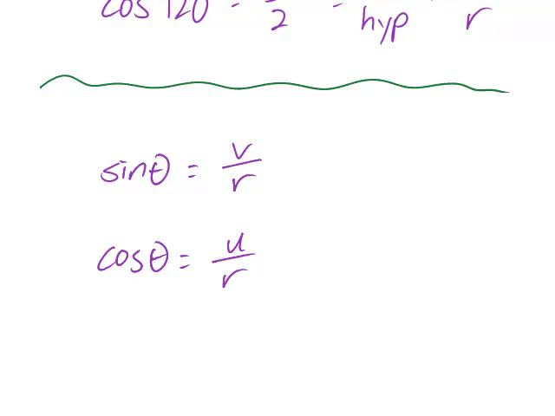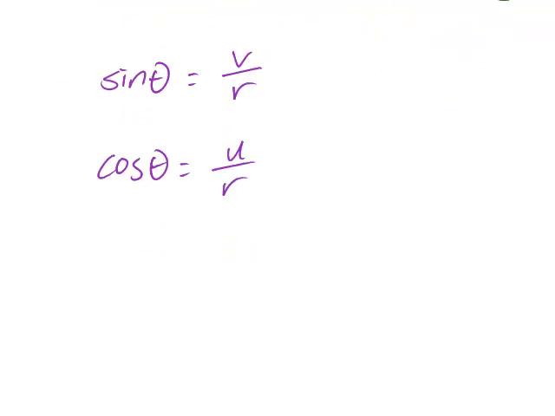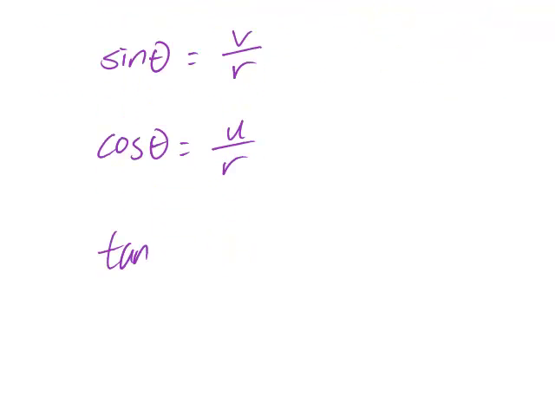It gets really confusing, but unfortunately it's the way things are situated, so we'll just have to get used to it and hopefully not confuse ourselves too much. Since we're at it, may as well write down tangent. Tangent is opposite over adjacent, and since v takes the place of our opposite, and the first coordinate takes the place of adjacent, we go v over u.